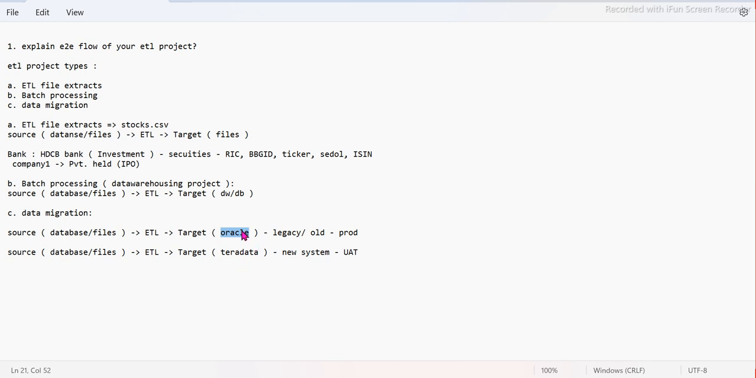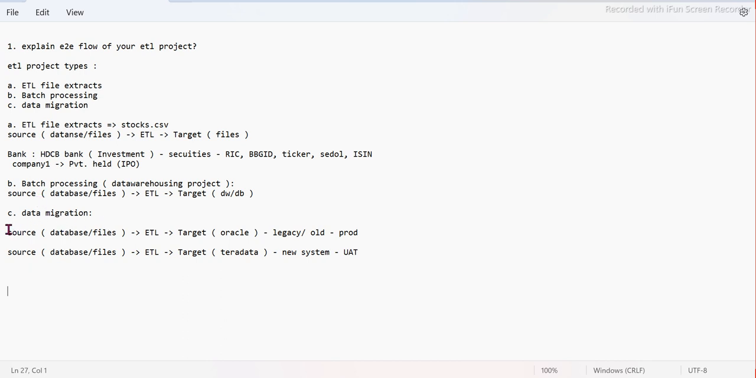Entire 10 years of data is transferred to Teradata. This is the data migration, and then also ensuring this new pipeline is completely working, right? All right, guys. Now, there can be another kind of data migration project also.